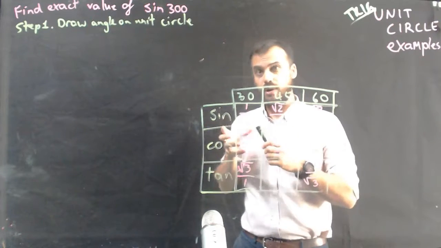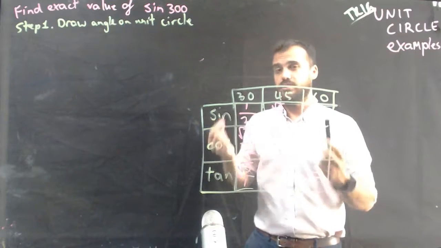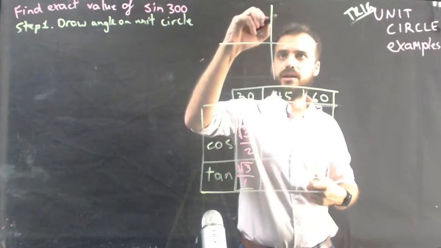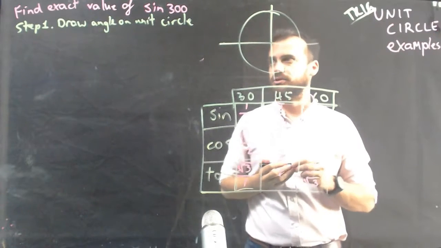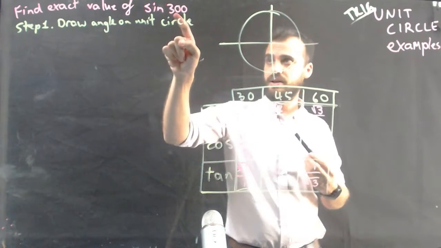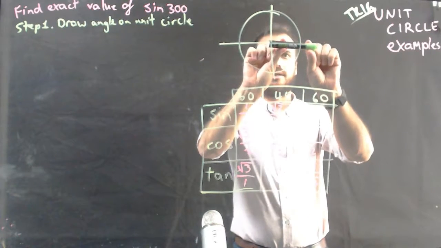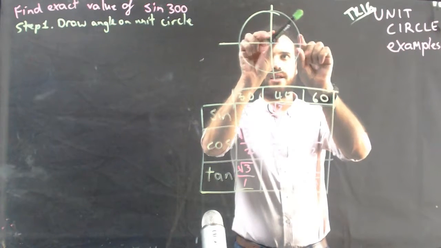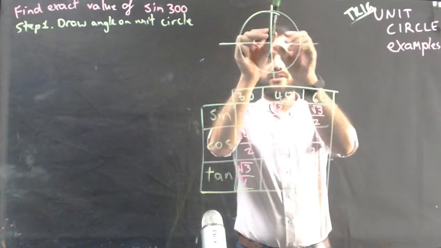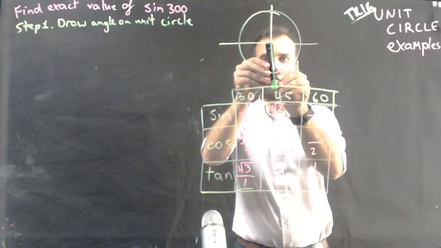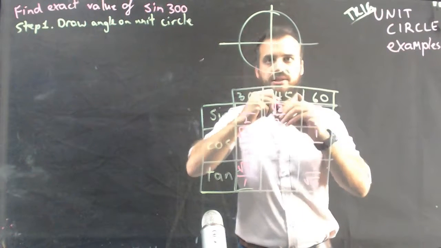First step. Step one is to draw the angle on a unit circle. So, you always do the same thing. Bam, bam, here's my circle. Now, to draw the angle 300 on this unit circle, I start here and I start rotating anti-clockwise. 90, 180, 270, plus another 30 makes 300.